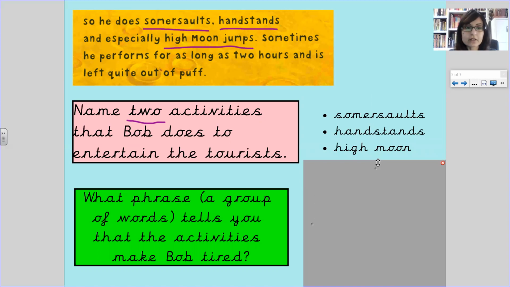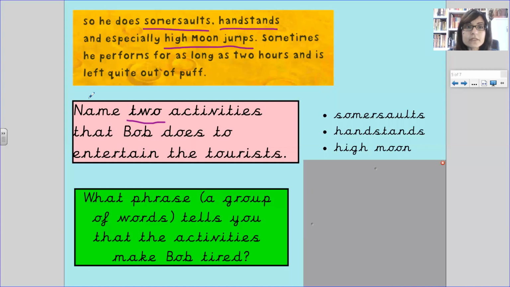Right, next question. What phrase, a group of words, tells you that the activities makes Bob tired? So a phrase is a group of words. Here, you're not looking for a whole sentence. You're just looking for some words that tells you that Bob is quite tired. So he does somersaults, handstands, and especially high moon jumps. Sometimes he performs as long as 2 hours and is left quite out of puff. If you'd like to have a go at this by yourself, you may pause the video.